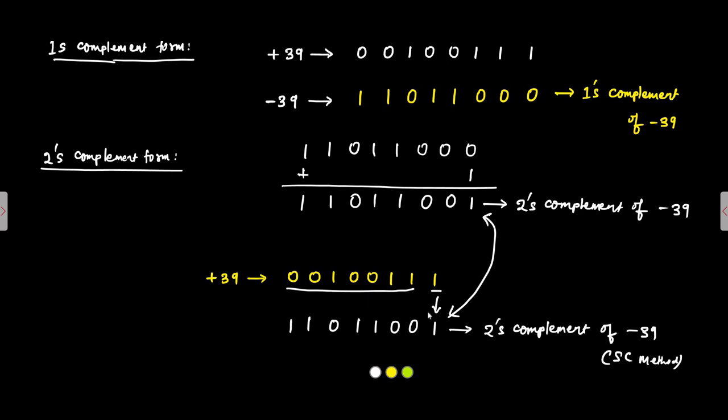Same again: we keep the bits starting from the LSB until we arrive at the first 1 bit. Here the first bit itself is 1, so there is no need to do anything. We simply copy the first 1 bit as it is, and the remaining bits we invert, that is, change 1s to 0s and 0s to 1s. So this is the 2s complement of minus 39.